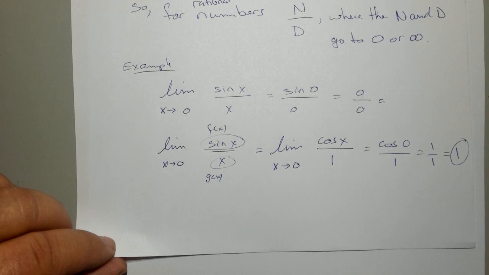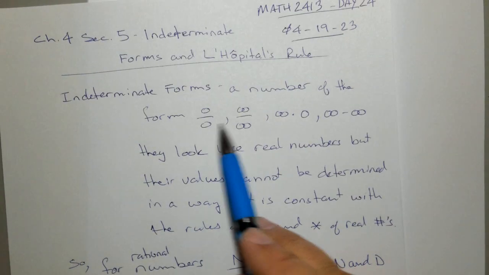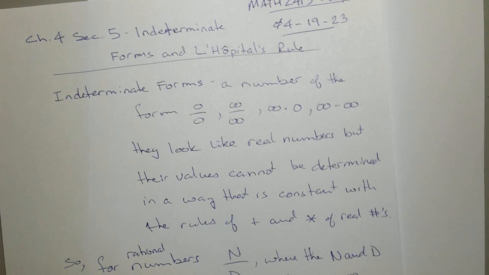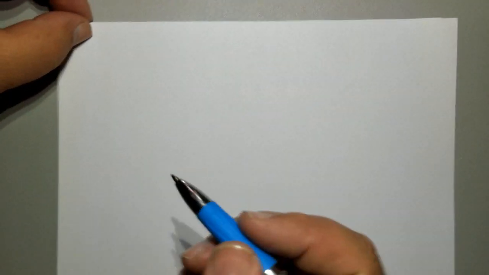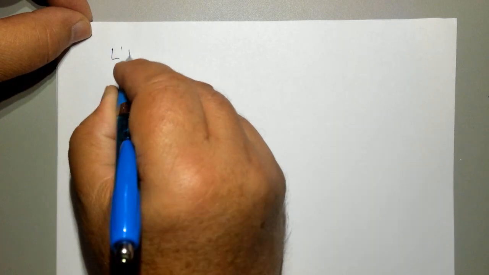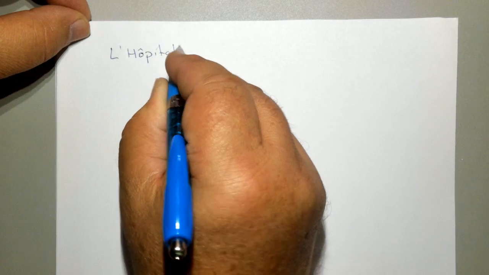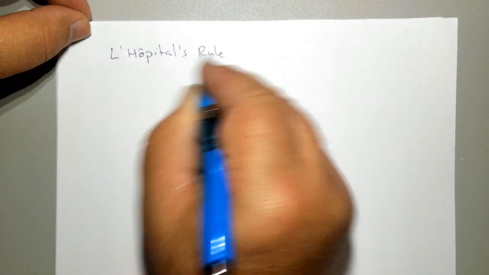So that means in today's class, we have to look at all of these possibilities: 0 over 0, infinity over infinity, 0 times infinity, infinity minus infinity. We have to see how all this applies with all of these. So let's define L'Hopital's rule.